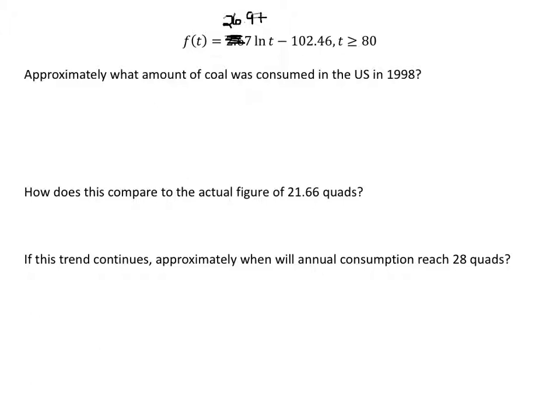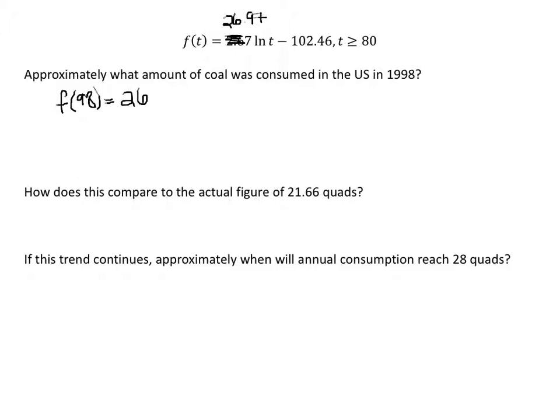This formula tells us the U.S. coal consumption in quadrillions of British thermal units, or they're called quads. Data was collected and a regression run, and this was the formula that they came up with. T is the number of years after 1900, so 1998 would mean that T is equal to 98. So what we want to do is take f of 98.